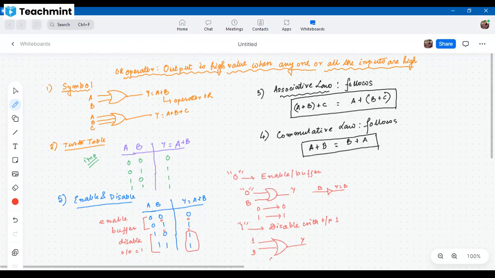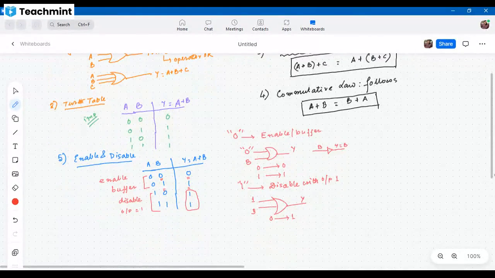There will be no change. If I give 0, it will be 1. If I give 1, it will be 1. That means there is no change. So output will be always 1. Clear? Yes, sir.